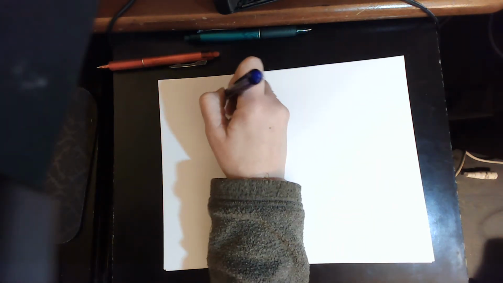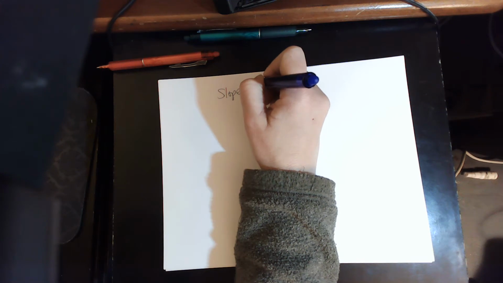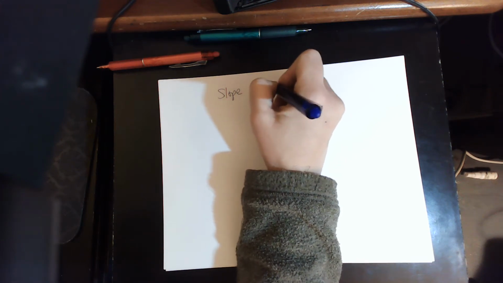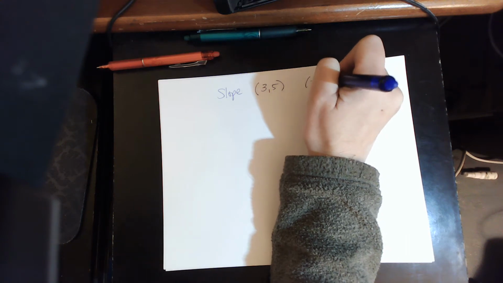Okay, so what we're here to do is find the slope between 2 points. And the 2 points I'm going to use in this example for this video are the points (3, 5) and (7, 15).